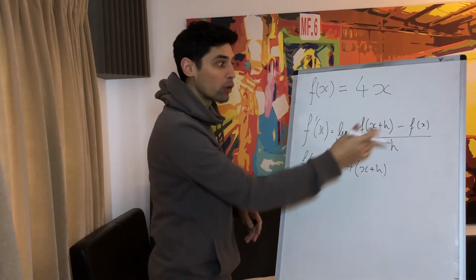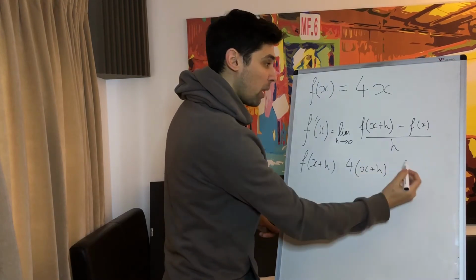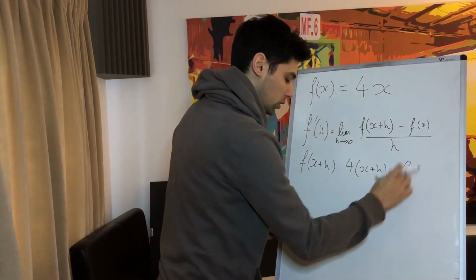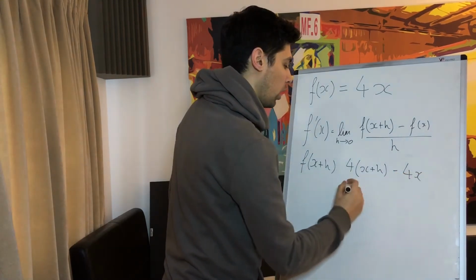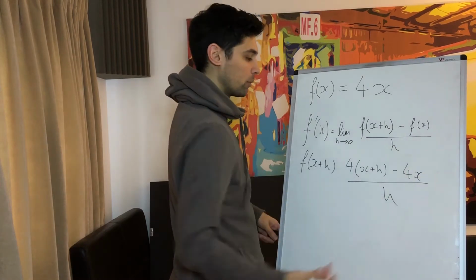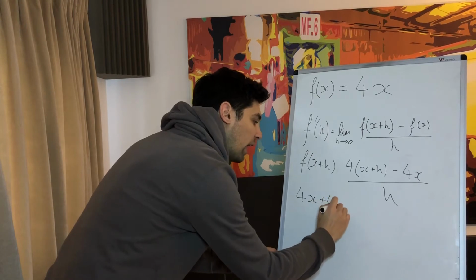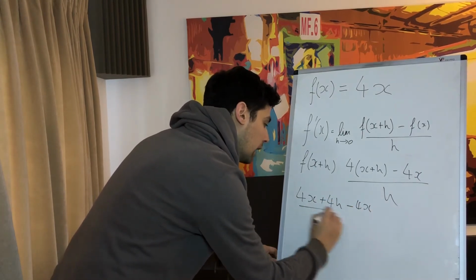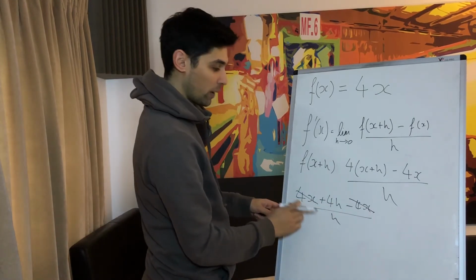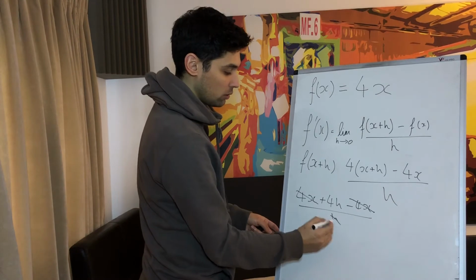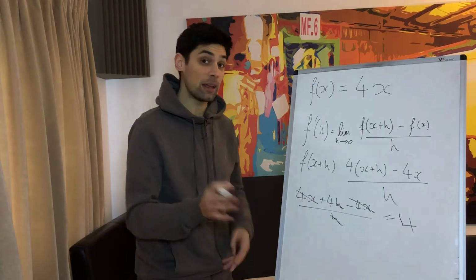So if we carry on from there, it would be f of x plus h minus f of x, so minus 4x over h, because that is the formula. Then we're going to expand this bracket. So that creates 4x plus 4h minus 4x over h. The 4x's cancel out, because it's 4x and minus 4x. The h's cancel out, and we're left with 4. That's it. Now that's quite an easy example.